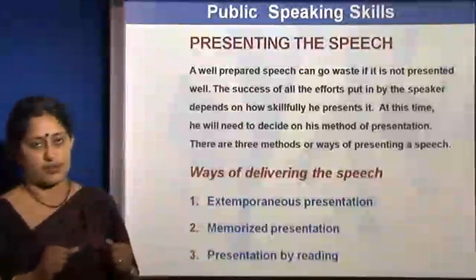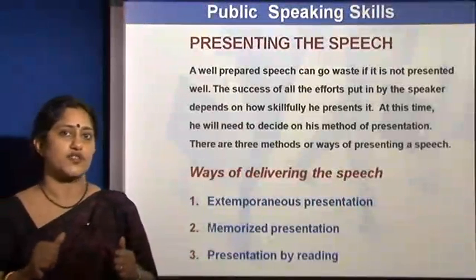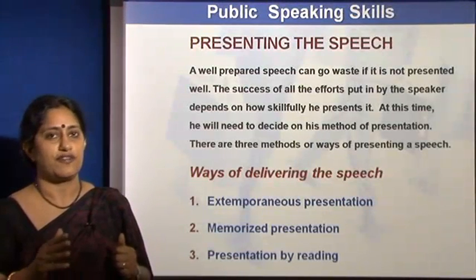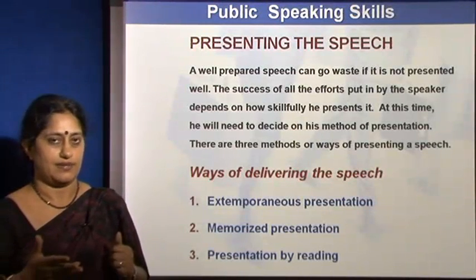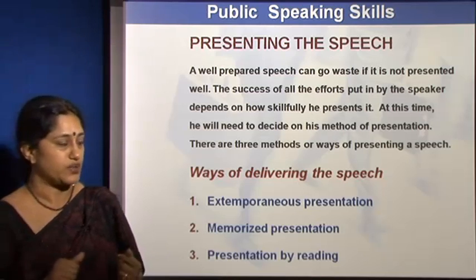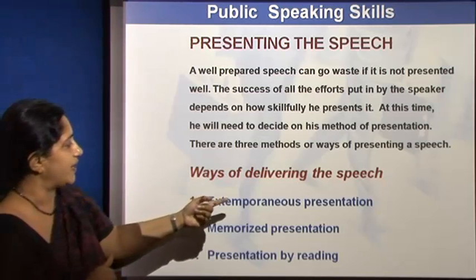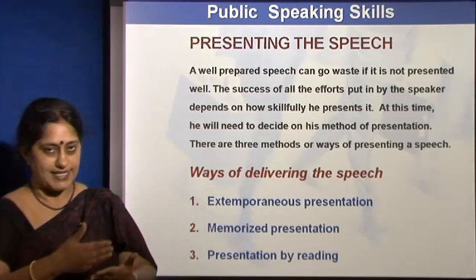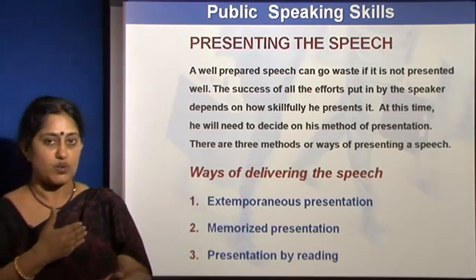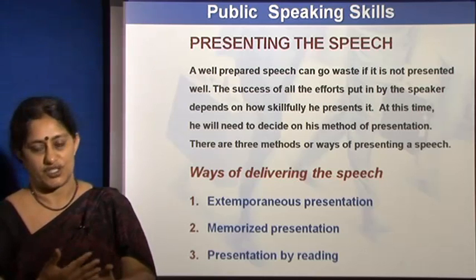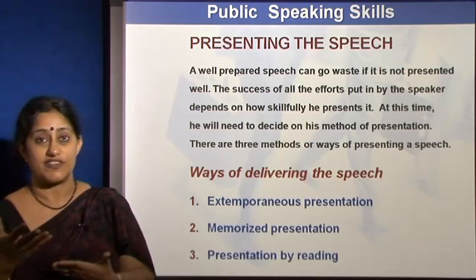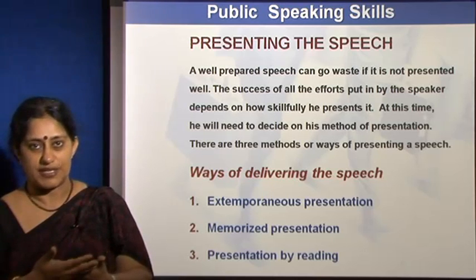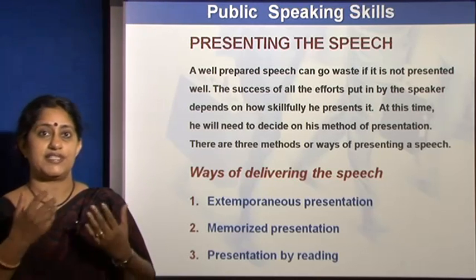Presenting the speech. There are various methods of presenting the speech. The most favored and best delivery, one would say, is the extemporaneous presentation, where one has the points and just looks at those points and makes the presentation. It is most well received because the eye contact is high, the person is able to relate to the audience much better, and the person seems to be in control.